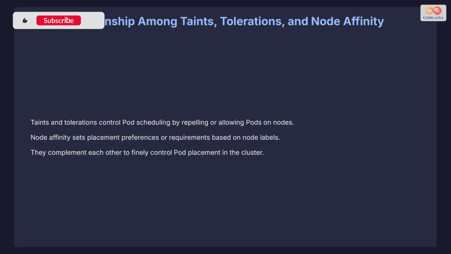Taints and tolerations work together to repel or allow pods on specific nodes. Node affinity adds another layer by specifying node selection based on labels. Together, these mechanisms provide precise control over pod placement for better resource utilization and workload management.